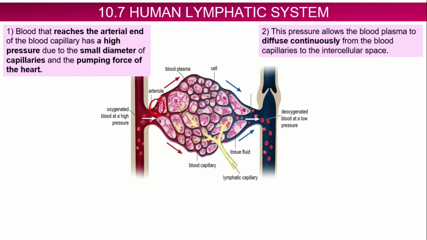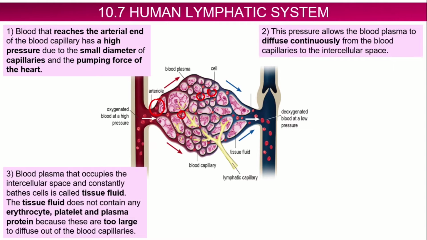The pressure will allow the blood plasma to diffuse continuously from the blood capillaries to the intercellular spaces. Here is the intercellular spaces. Next, what happens? The blood plasma that occupies the intercellular space and constantly bathes cells is called the tissue fluid. Right now, it is called a tissue fluid.